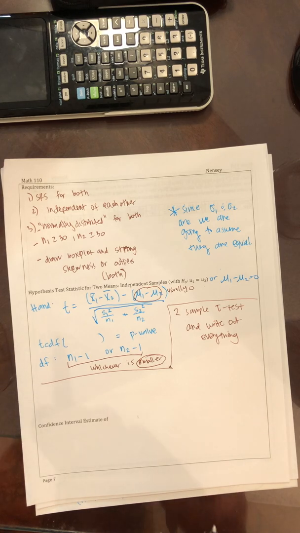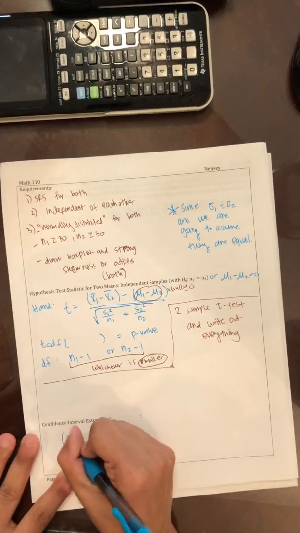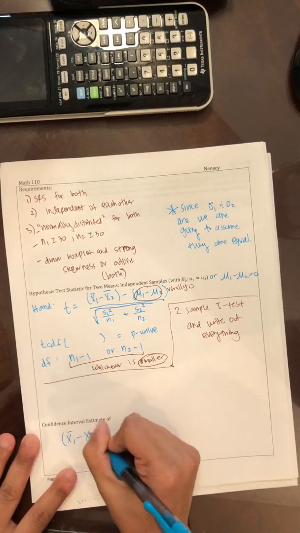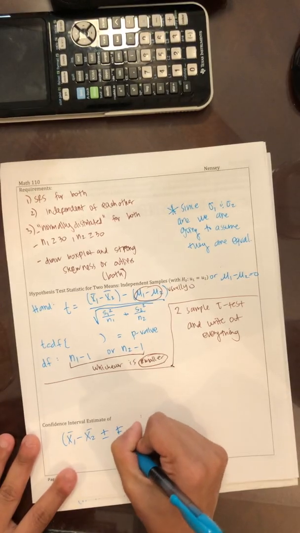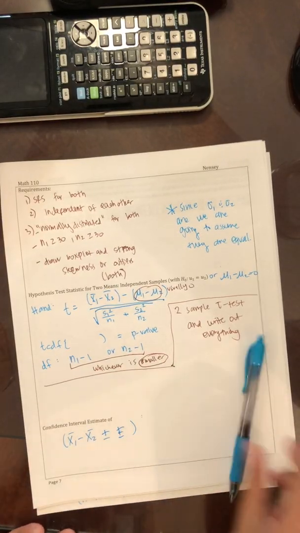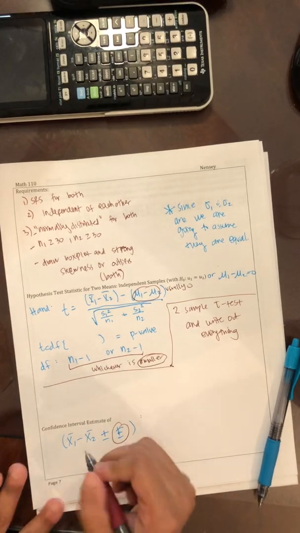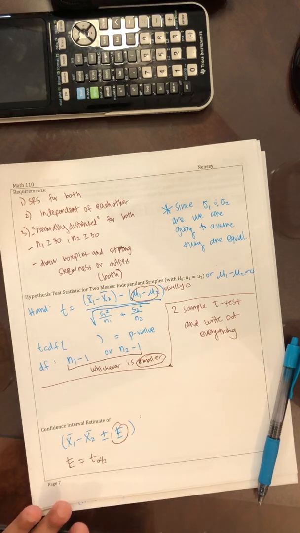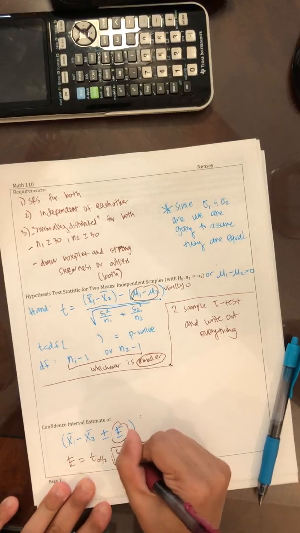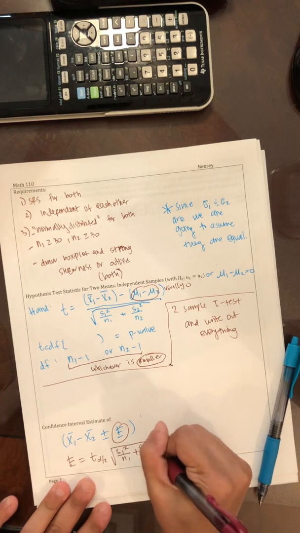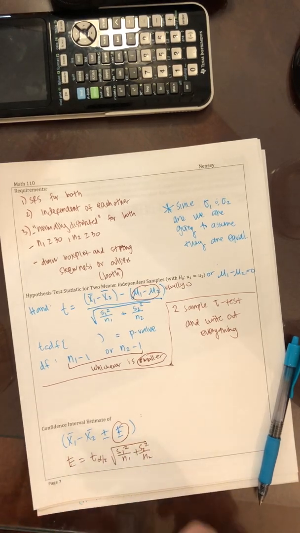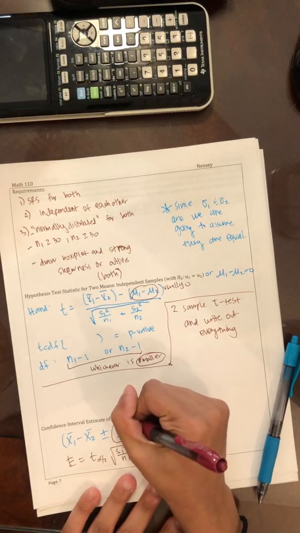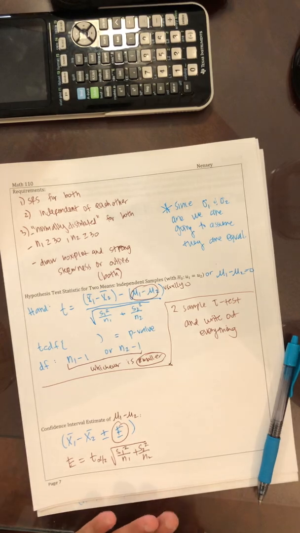All right, so confidence interval estimation, excuse me. Sorry, my notes are a little everywhere. If you're doing this by hand, you're gonna do x1 bar minus x2 bar, and you're gonna add and subtract your E value. How do you find your E? That's a great question. This time we don't have Z, so it's going to be t of alpha over 2 times the square root of S1 squared over N1 plus S2 squared over N2. That's how you find your E, and it's essentially the same thing. This is to estimate mu1 minus mu2.